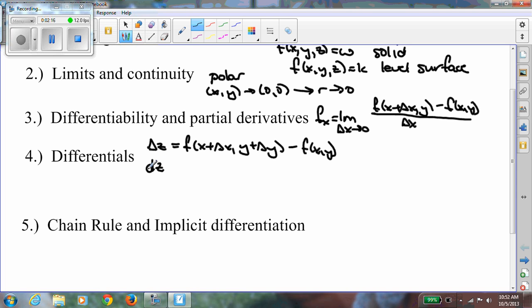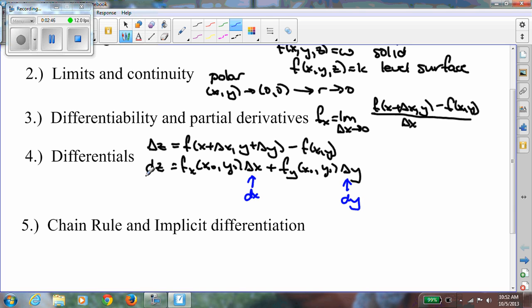So what we use is a linear approximation in the x direction, which would be f sub x at some point, x sub 0, y sub 0, times the change in x, plus the linear approximation in the y direction, f sub y, x0, y0, times the change in y. Now, since we are typically given the exact value for the change in x, this you might see interchangeably with dx, and this with dy, but dz and delta z are definitely different from each other as a result.